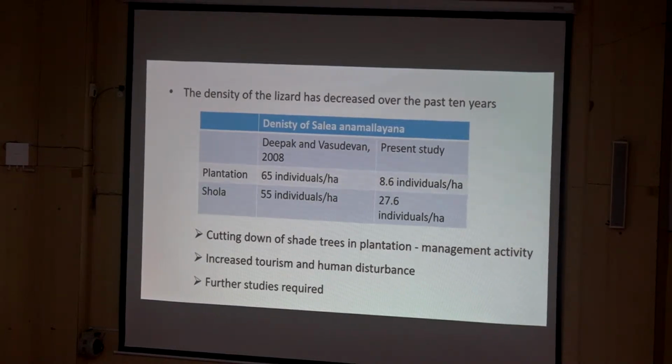We also found that the density of the lizard has decreased very drastically over the past 10 years. A study by Deepak and Vijayan in 2008 found that in plantations, the density of the lizard was 65 lizards per hectare, but during the present study, we found only 8.6 lizards per hectare. In Kotagiri, it was 55 lizards per hectare 10 years ago, now it is 27.6 lizards per hectare. In plantations, due to management activities, they are cutting down shade trees in higher altitude regions. So that can be one of the reasons why the lizard density has reduced drastically in plantations.